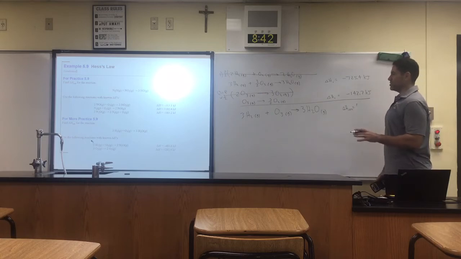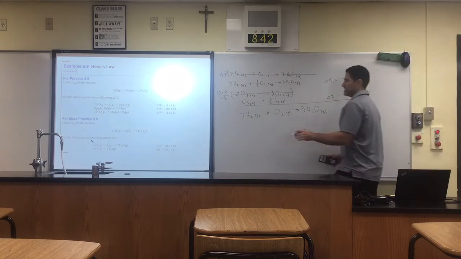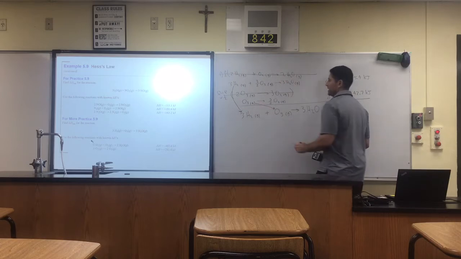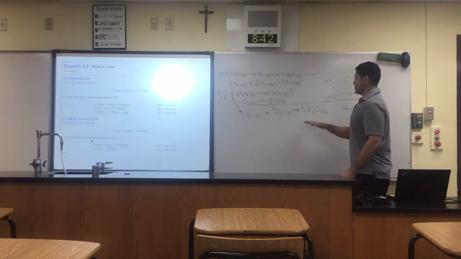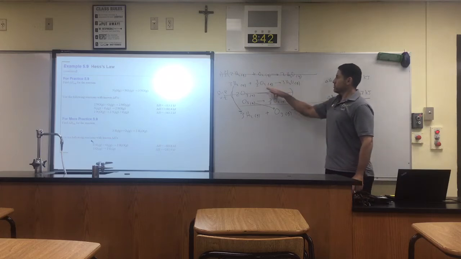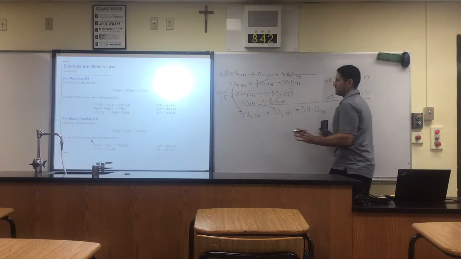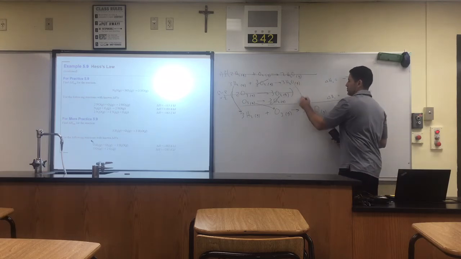Okay? So, at this point, let's check. I don't think there's anything else to do. And let's see if everything matches up. I know this matches up, and I know this matches up. Now, look at the oxygens. Notice they don't appear here. This is perfect. 3 over 2, or 1.5 on this side, 1.5 on this side. We're good to go.